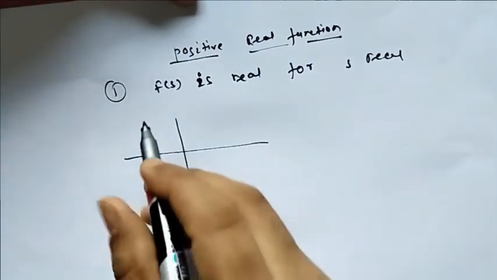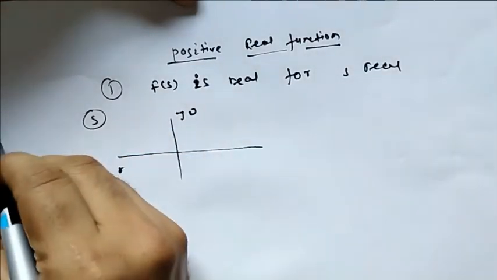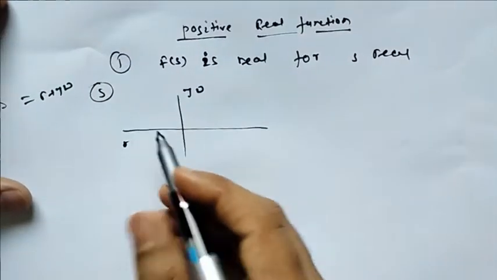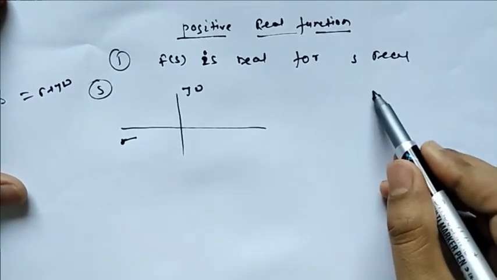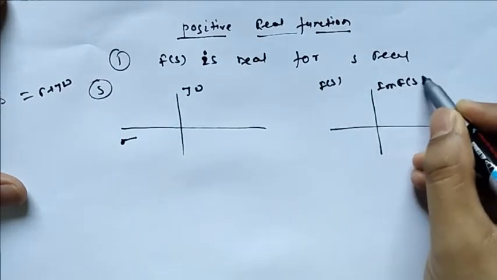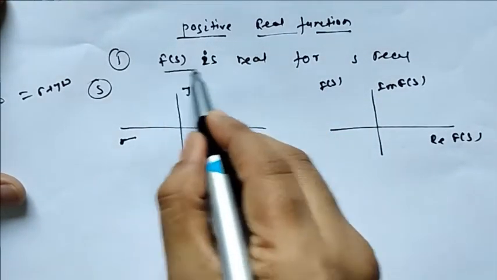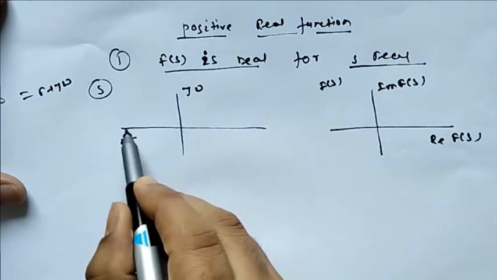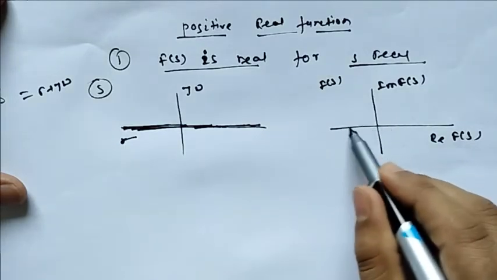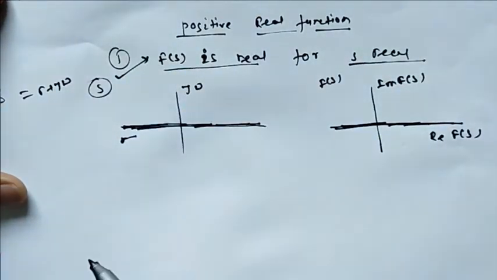Suppose I am taking the s plane. This is sigma and j omega. This is your s plane because s is nothing but sigma plus j omega. Now I am taking the F(s) plane where this will be imaginary F(s) and here it will be real F(s). Now what does it mean? If F(s) is real for s real, if s lies on this real axis, then F(s) will also lie on the real axis. This is the first point for consideration of a positive real function.